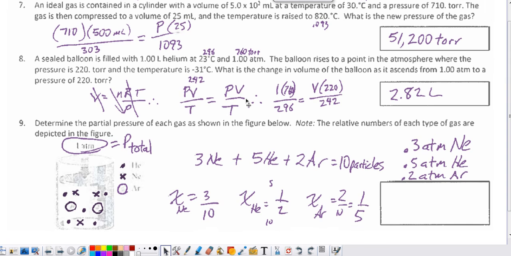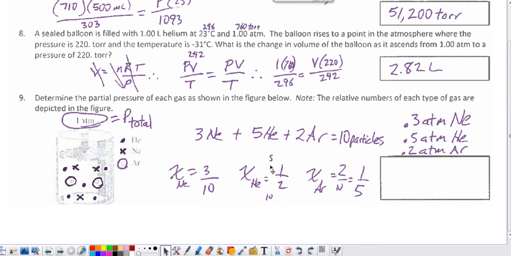Number 8 is just a straight ideal gas law question. Make sure you convert to Kelvin before you plug it in or rearrange. That's all you get for that one. Number 9, it didn't photocopy very well. Just 1 second.